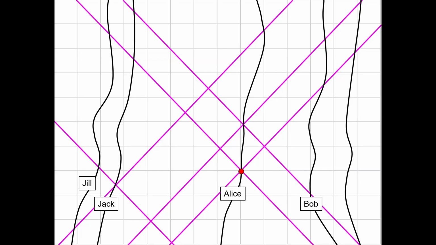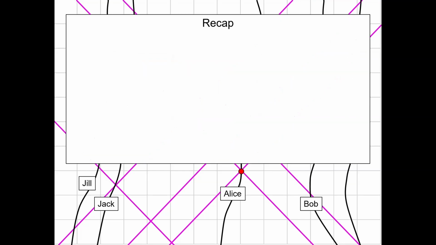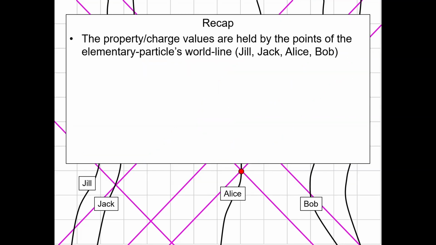Let's start with a quick recap of what we said so far. So we said that the property or charge values are held by the points of the elementary particle's world line. And in our case, we will use world lines that are called Jill, Jack, Alice, and Bob.